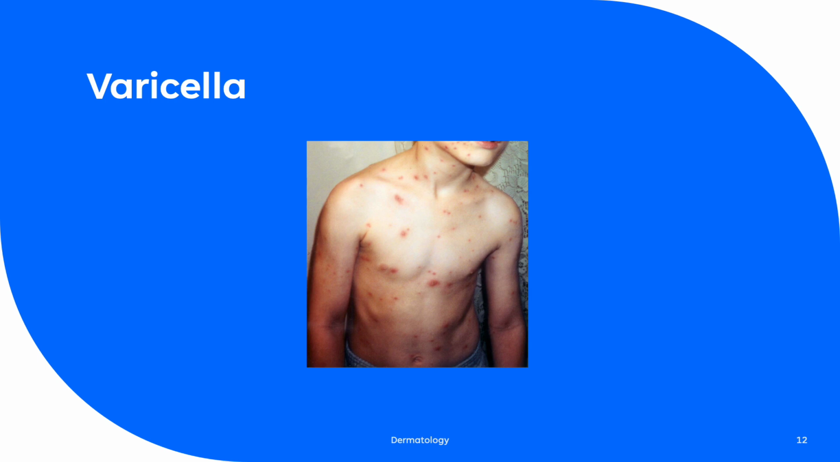Complications from varicella can be serious and may include pneumonia, encephalitis, and skin infections, particularly in individuals who are immunocompromised or have underlying health issues. For prevention, the varicella vaccine is highly effective at preventing chickenpox and its potential complications.